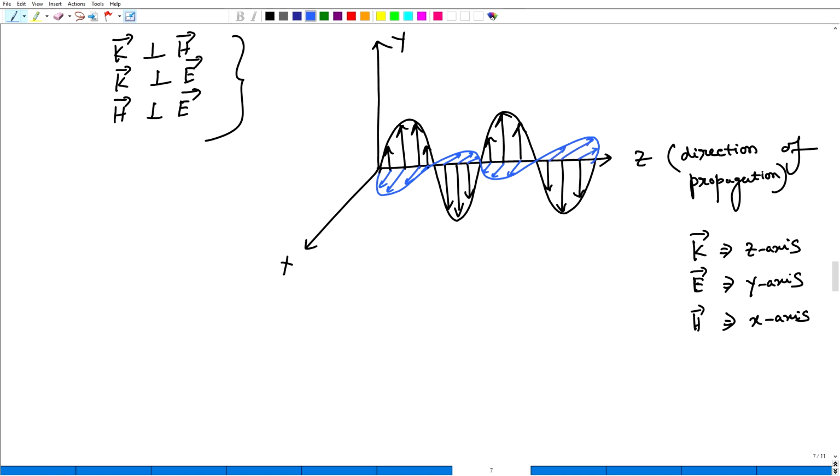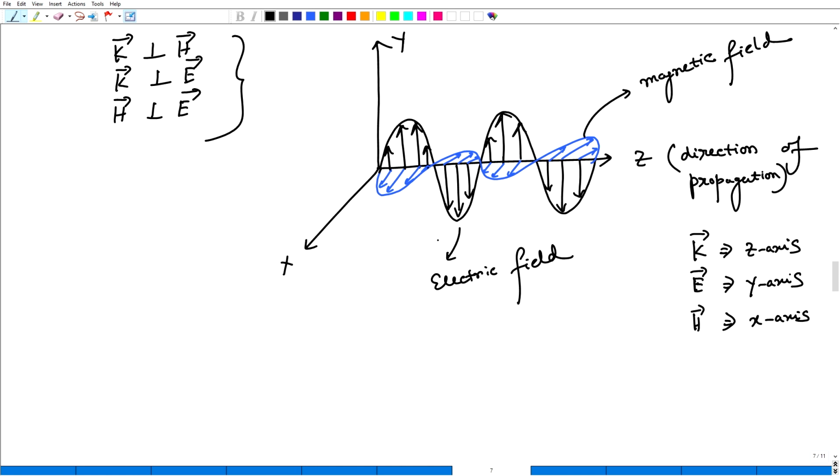This is the magnetic field. So, this is the structure of electromagnetic waves. This is the electric field and this is the magnetic field. We can see here both electric and magnetic field are oscillating fields.